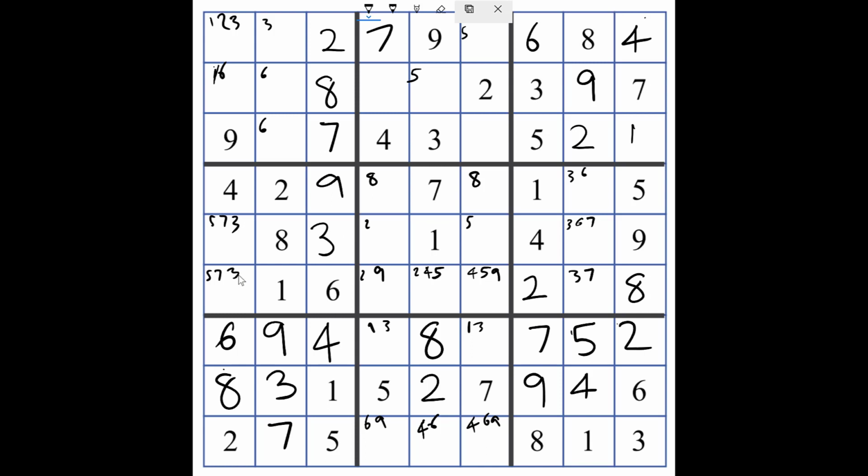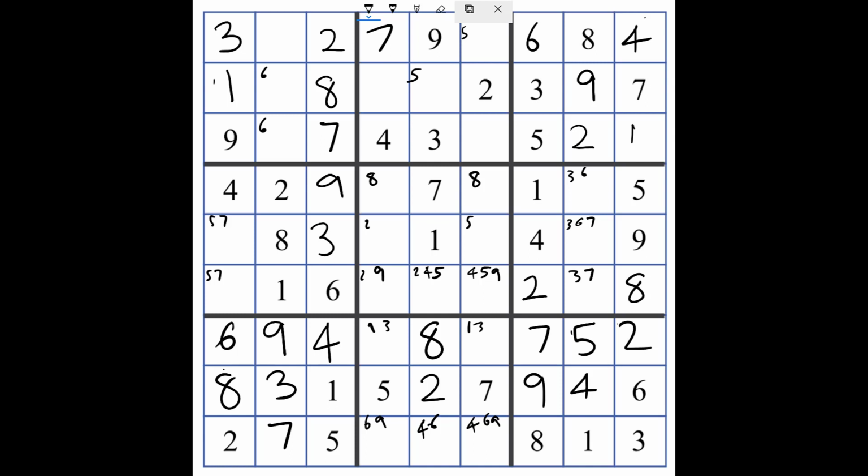Because of this 3, I can rub out these 2 3s. As there's only 2 possibilities, I know that 5 and 7 are going to go here. So for this column, the numbers I have missing are 1 and 3. So I'm going to rub these out. It's 1 and 3. There's a 3 here. So that must mean that's a 1, and that's a 3.